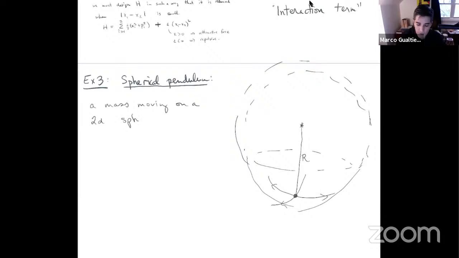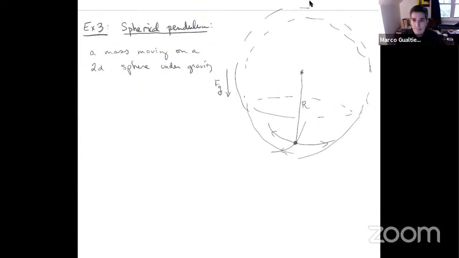Two-dimensional sphere under gravity. So there's a force of gravity pointing down. So just intuitively, before we actually describe the system, what should this thing do? Well, if it has the minimum amount of energy, it should just stay at the bottom. And if you give it a little bit of energy, then it should vibrate like a pendulum does.